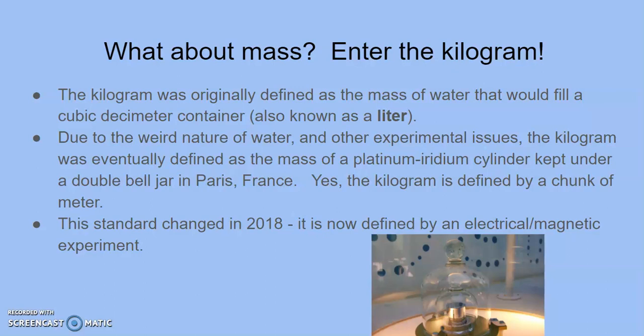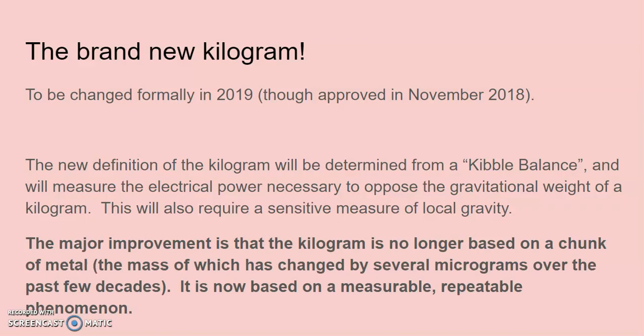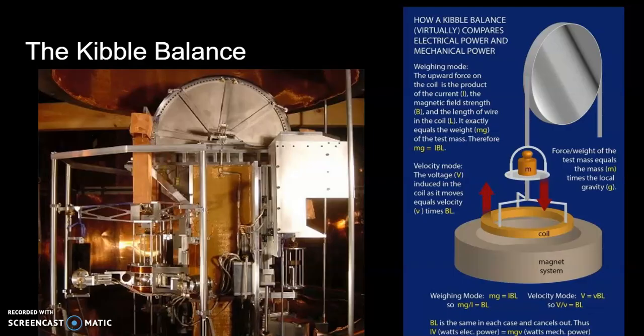Now that finally changed in 2018 after many years of different, competing experiments to change the standard. It was changed formally in 2019, but approved in 2018. The new kilogram was determined by an electromagnetic tool called a Kibble balance. And what happens with the Kibble balance is it uses essentially an electromagnet that balances a weight. Looks kind of like this, actually a lot like this. That's the picture of it on the left, and there's a schematic picture on the right.